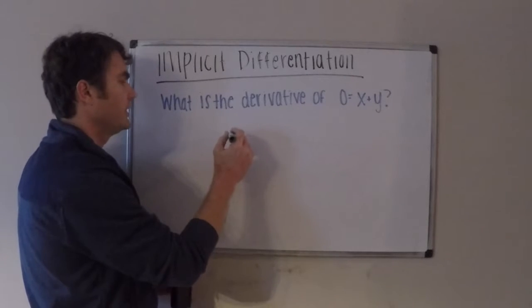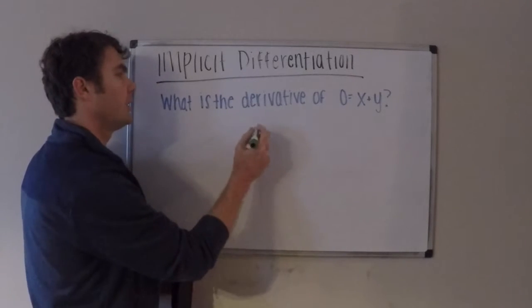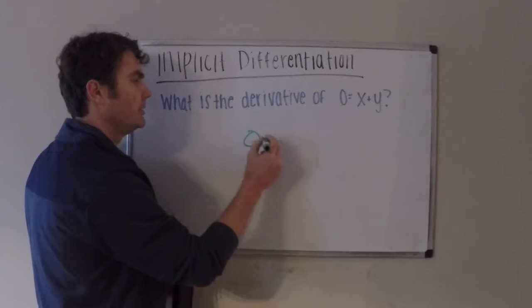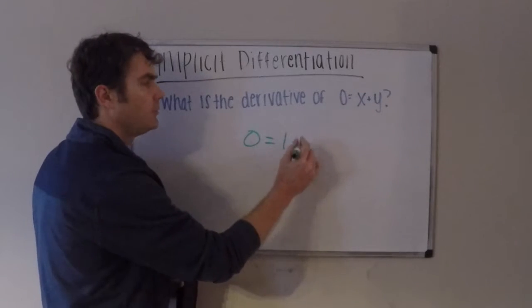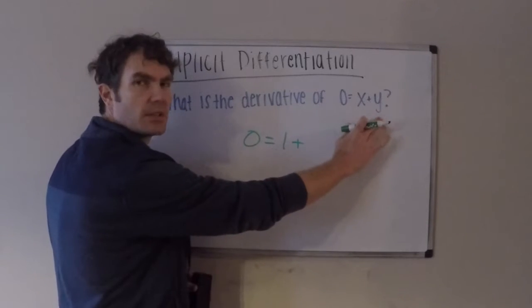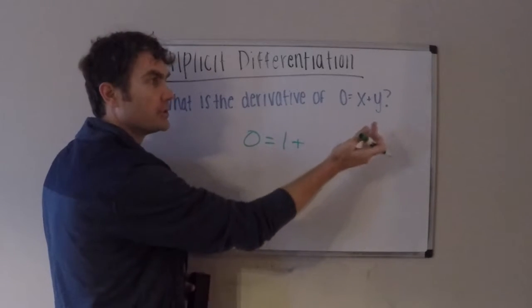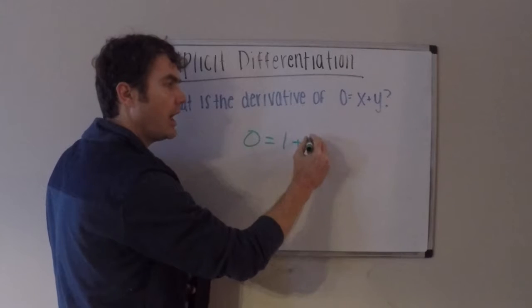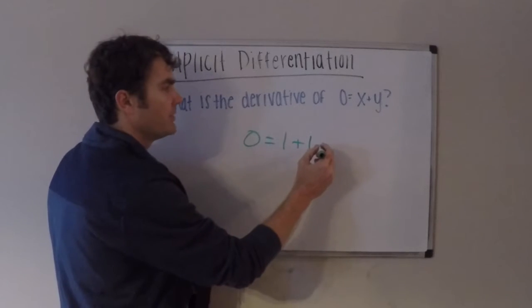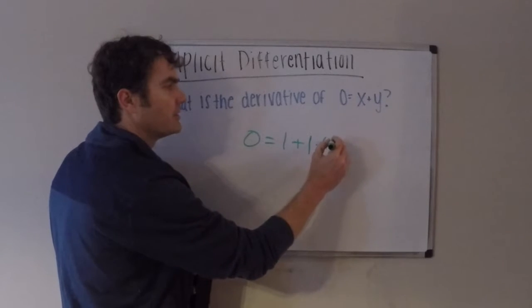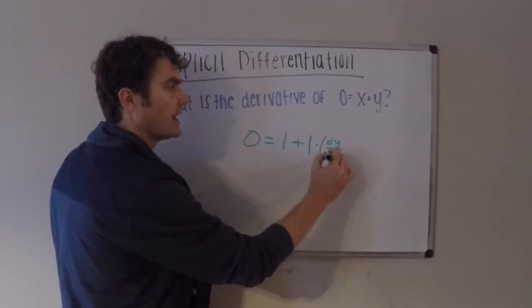We take the derivative normally, so the derivative of 0 is still 0. The derivative of x is 1. And the derivative of y, do it as if we're just taking the derivative of this variable, so the derivative of y would be 1. But since we're taking the derivative with respect to x, we've also got to multiply that by the derivative of y, which is dy/dx.